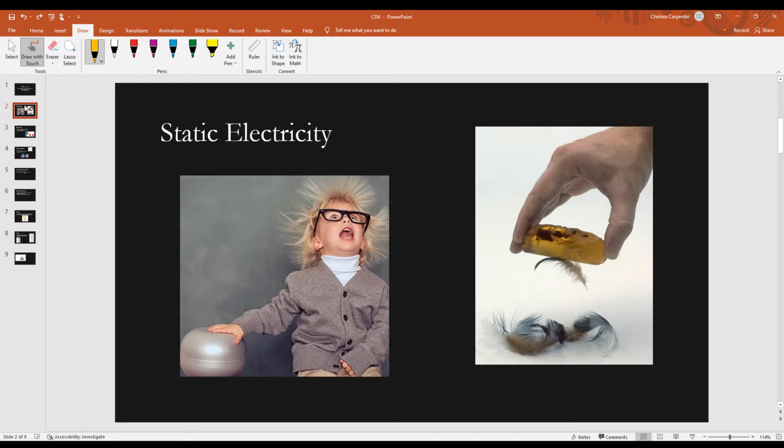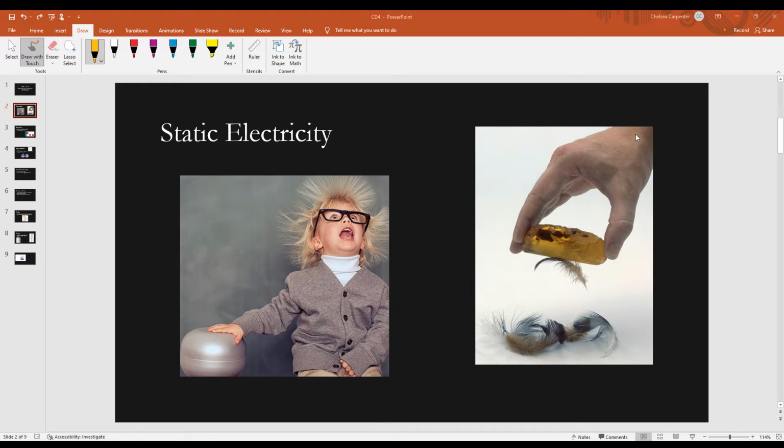So let's start off with static electricity. This is something that you experience in your everyday life. Sometimes if you're walking across the floor and then you touch a doorknob, you might get a shock. That is from static electricity. So we've known about static electricity as humans for a long time.